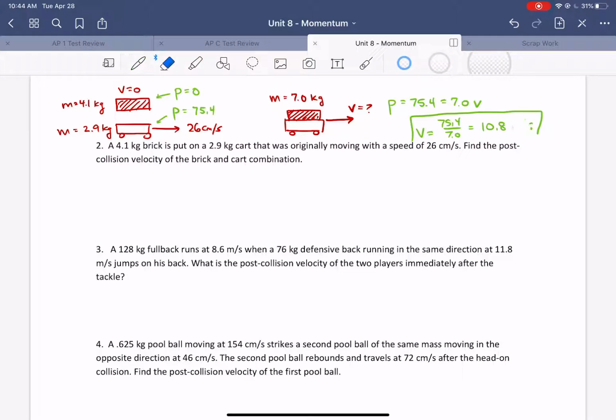Correction. I have to use the same units. I was using centimeters per second before, so this will be 10.8 centimeters per second. So the cart was moving at 26 centimeters per second. When you place this brick on it, it sort of weighs it down. It's going to cause it to lose some speed, so it slows down to 10.8 centimeters per second. But the cart has the same momentum after the collision as it does before. It has less speed, but more mass, so those two things even out.